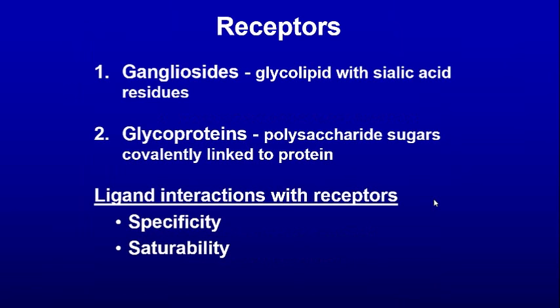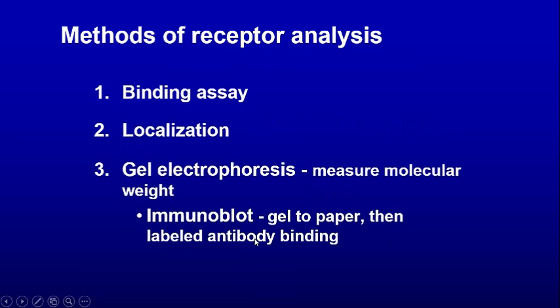So you can also have receptors, so gangliosides, glycolipids, sialic acid residues, glycoproteins, which are polysaccharide sugars covalently linked to protein, and you can have ligands that interact with the receptors. And whenever you do, there are two characteristics that indicate that you have receptors. One is that they're specific. It has a high binding or high transport, but they're saturable. You only have so many of them, so you can't do that.